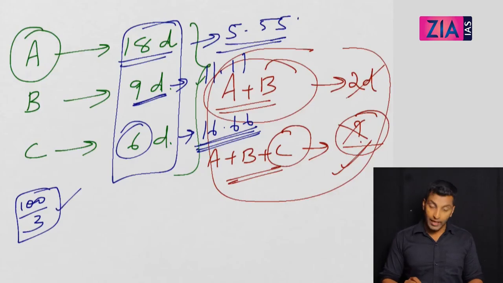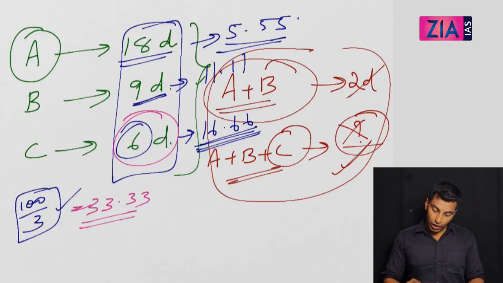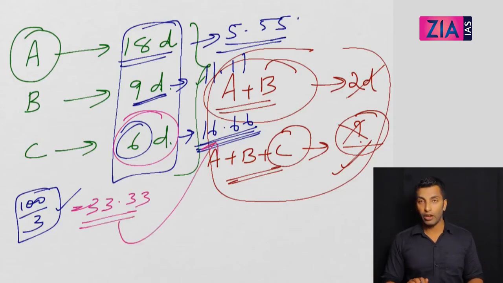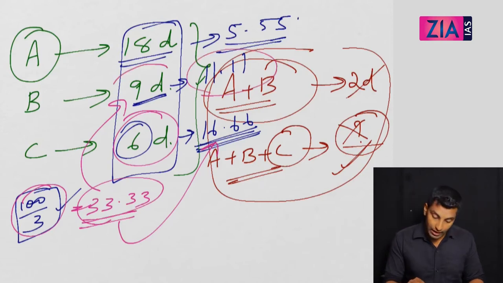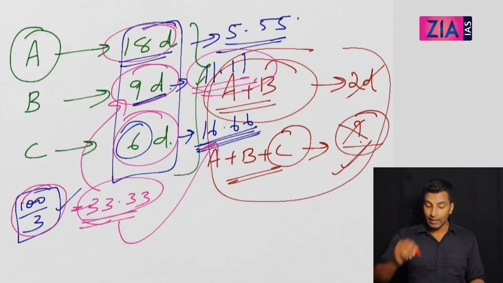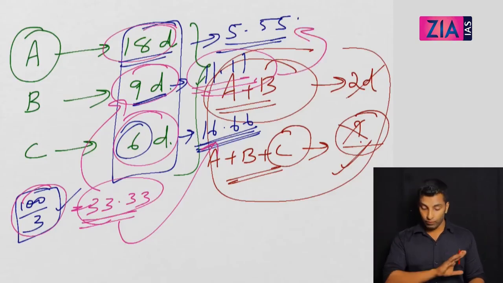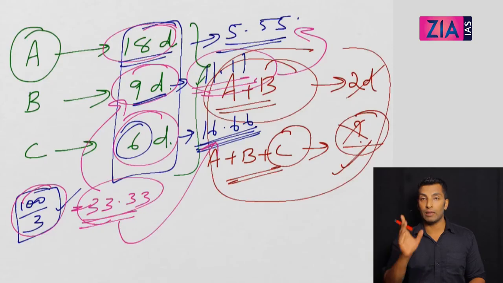If you know 100 by 3, you will get automatically what is 100 by 6. So 100 by 3 is 33.33, so you got 100 by 6, half of it. Then you already know 100 by 3, so you get 100 by 9 because it's 1 by 3rd of it, so 11.11. Once you got 100 by 9, that is 11.11, 100 by 18 will be half of that, so that is 5.55.